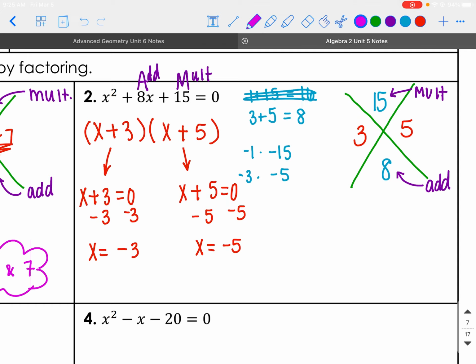So I'm going to call them something different this time. My roots, remember that's the same word as x-intercepts, zeros, and solutions. My roots are negative 3 and negative 5.